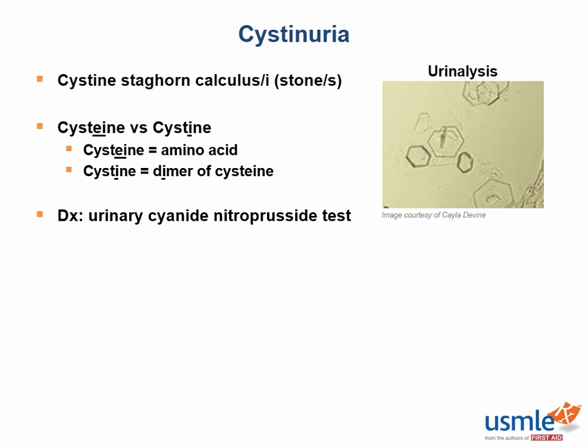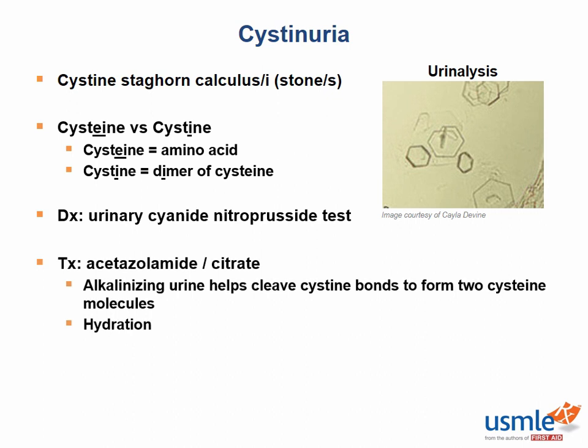This is a little bit tougher, but patients can actually be given acetazolamide or citrate to alkalinize the urine. Alkalinizing the urine helps cleave disulfide bonds in cystine to form 2 cysteine molecules.